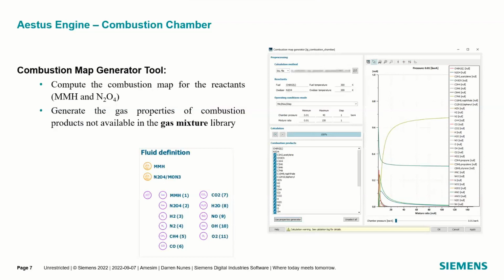All right, so after we bring in that test data, the next thing is we ultimately have to design our combustion chamber. So this app is called the Combustion Map Generator tool, and it's there to compute the combustion maps for the reactants. So we have our fuel and we have our oxidizers. And it will generate these different combustion properties onto the left-hand side, which you see as your fluid definitions.